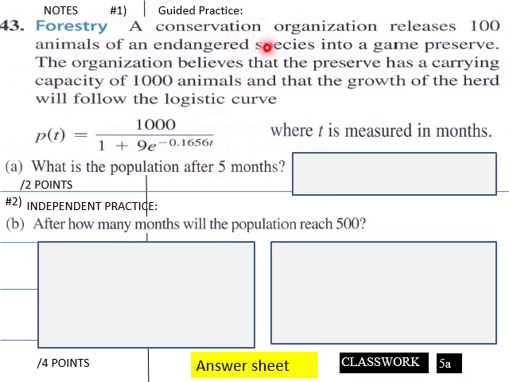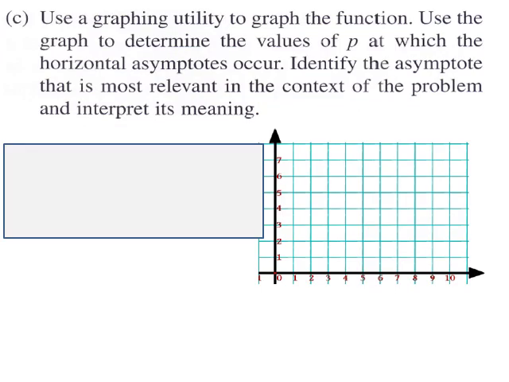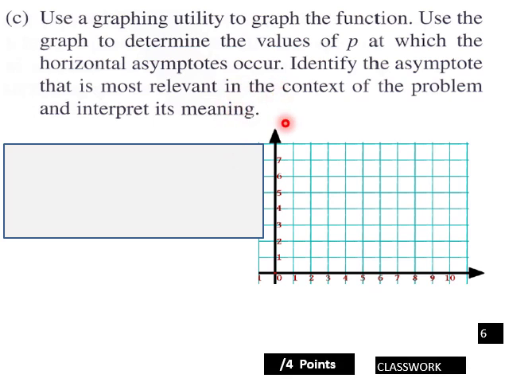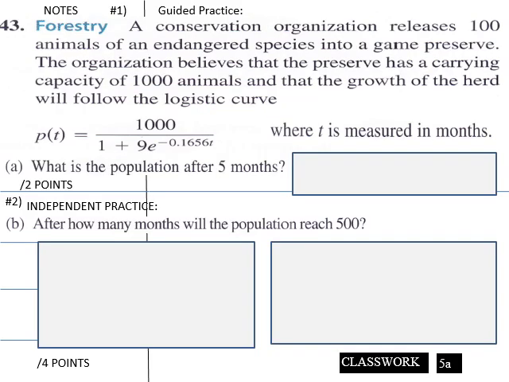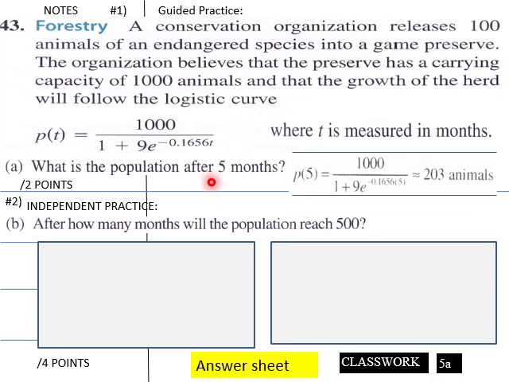Let's try one now. A conservation organization releases 100 animals of an endangered species into a game preserve. The organization believes that the preserve has a carrying capacity of 1,000 animals and that the growth of the herd will follow a logistic curve here. What is the population after 5 months? So we did something like this, very similar in part 2. So after 5 months, you'll have 203 animals using this function here.